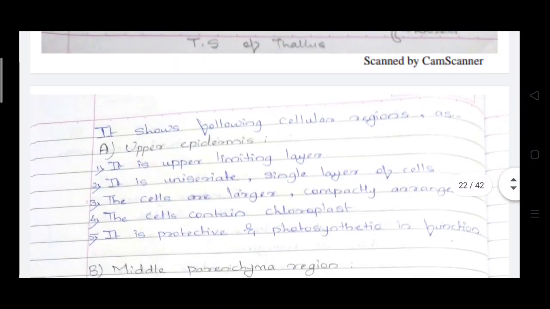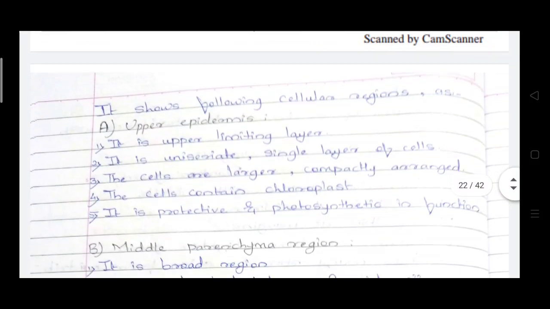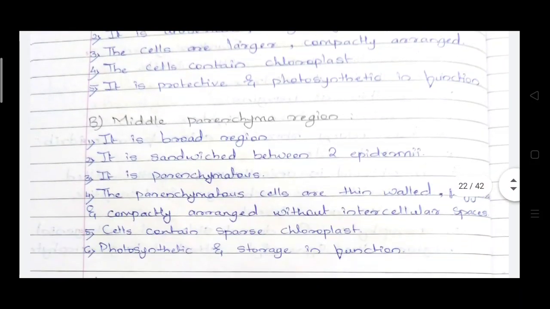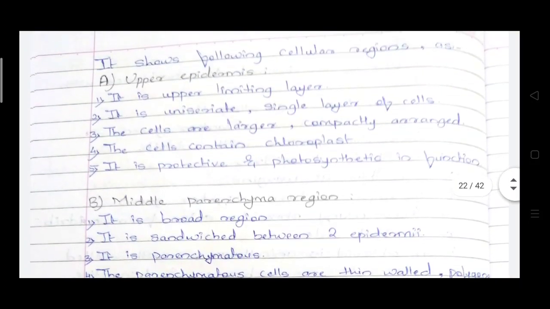So the internal structure of the Palea thallus shows the following cellular regions: upper epidermis, middle parenchymatous region, and lower epidermis. The upper epidermis is the upper limiting layer. This will be uniseriate, a single layer of cells. The upper epidermis is made by only a single layer of cells.